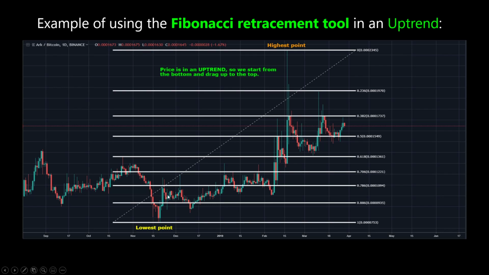So this is ARK Bitcoin. You take it from the lowest point and then you drag it to the highest point, and that will give you the retracement values for the pullback, okay?